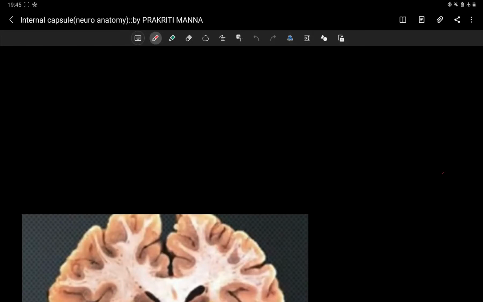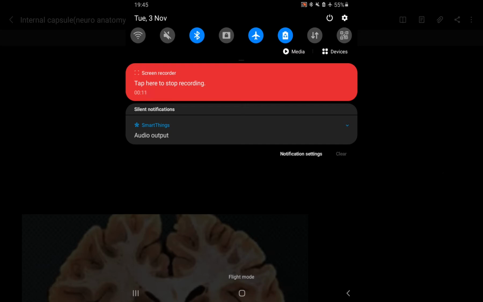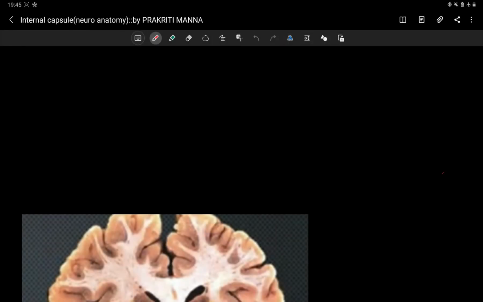So welcome. So now I'm going to talk about the internal capsule. Okay. So let's talk about the internal capsule, the neuroanatomy.